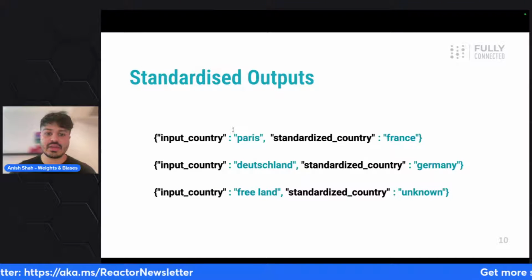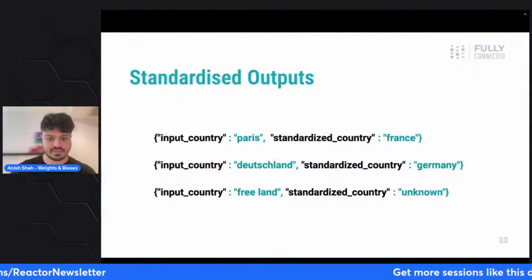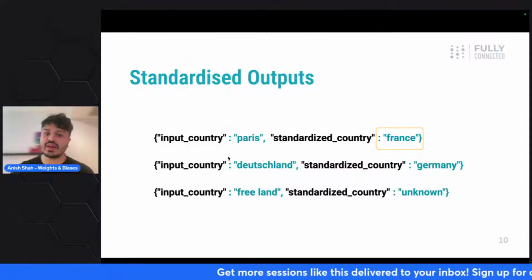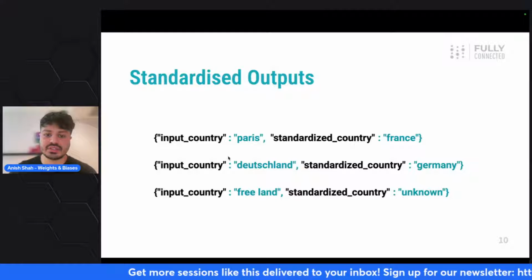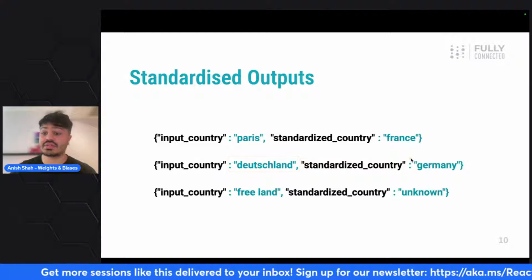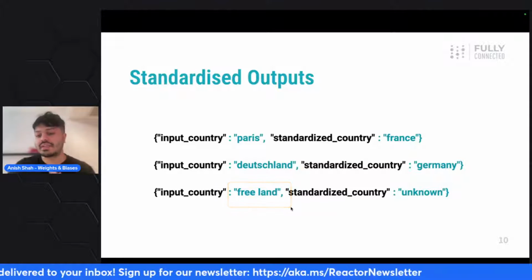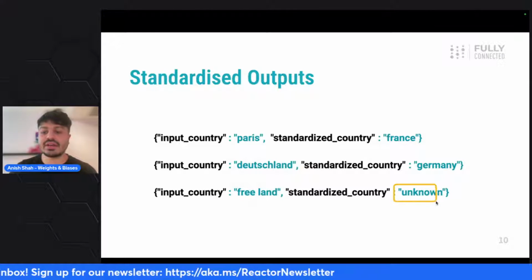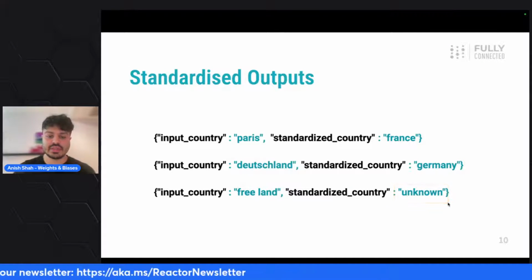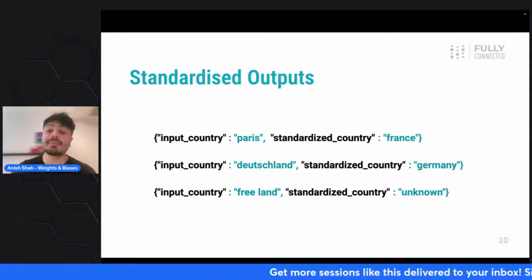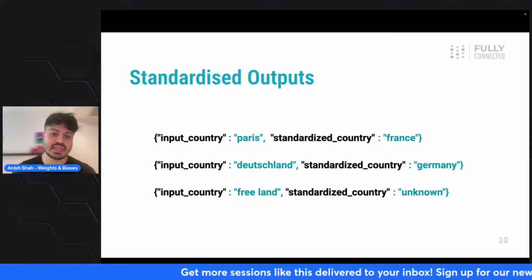So we want things such as Paris to standardize to France, and other languages, for instance, such as Deutschland, to actually resolve to Germany. Then for things such as Freeland, where we actually have no idea where that might resolve to, we give it an unknown or other category. And so we can see immediately the effectiveness of such a simple prompt with a very powerful, applicable use case.